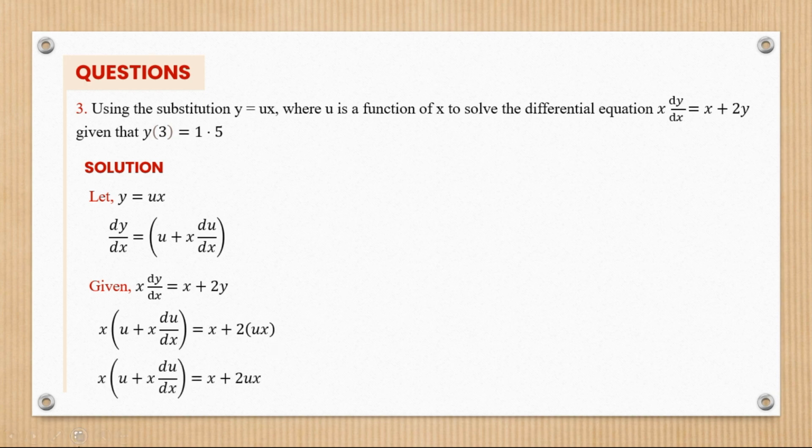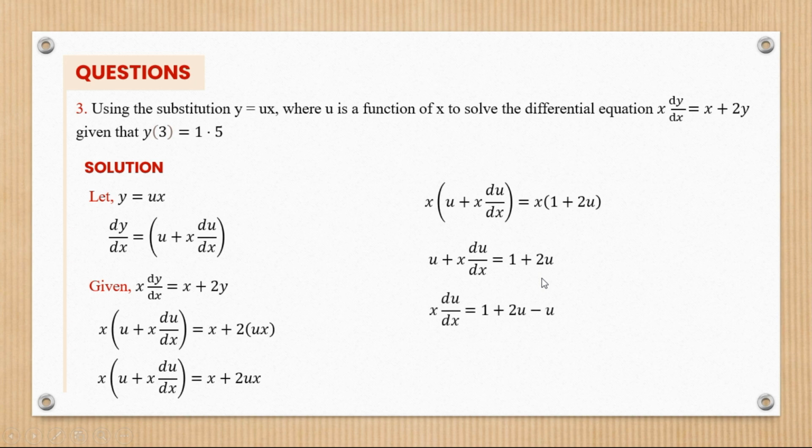So next I can see that I can factorize out x, and this is what I'll have. Next I can say this x and this x cancel, and I will be left with that. So next I can see that this u value is combining, and then I have 2u minus u, which is actually u. So this is what I'm left with. So now at this point, this is now separable.